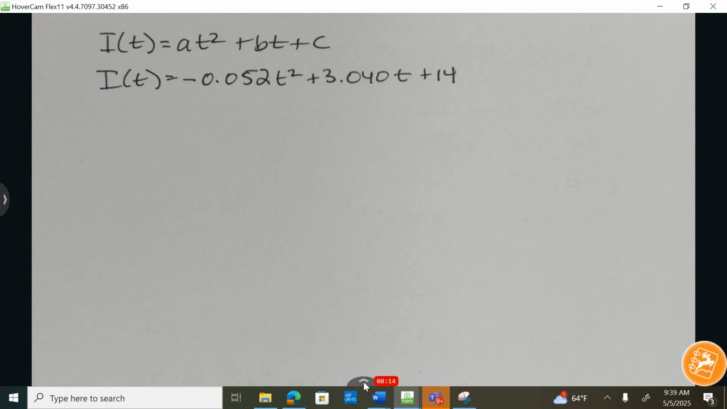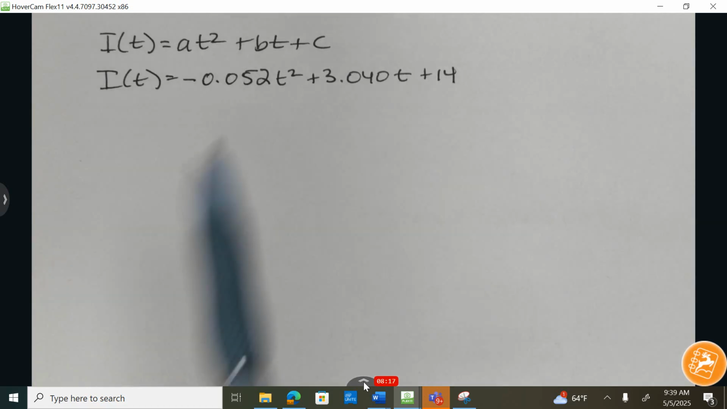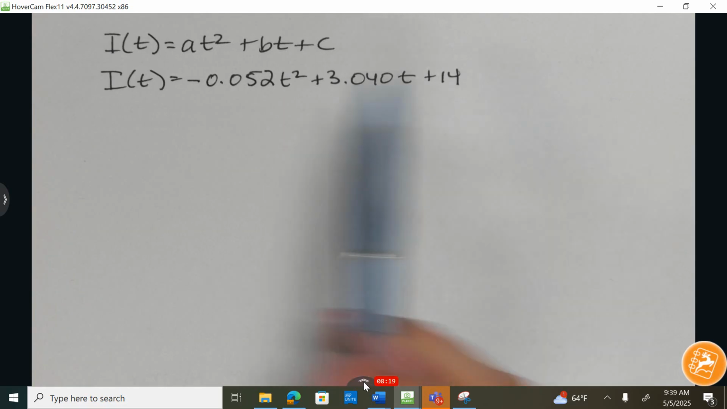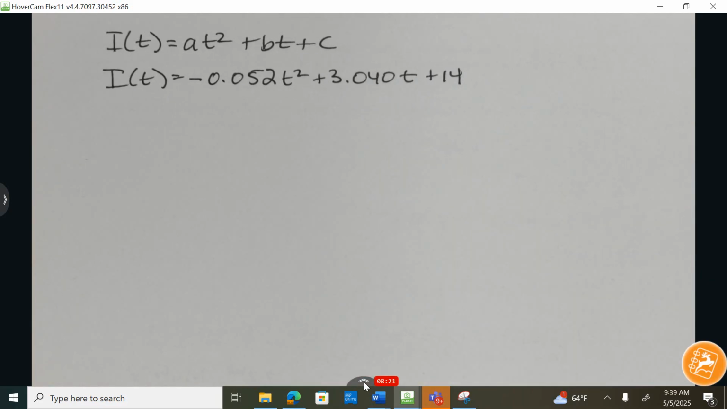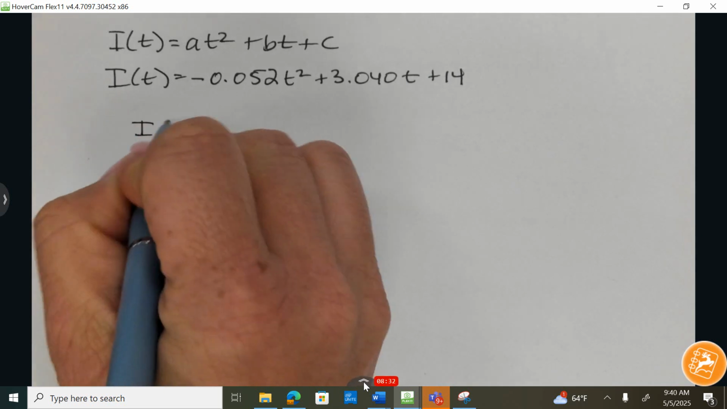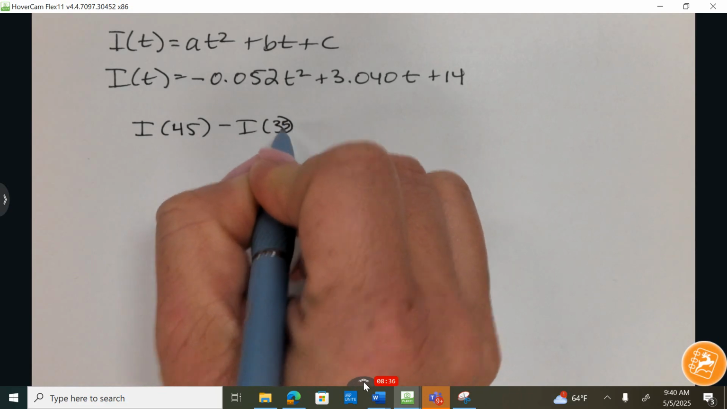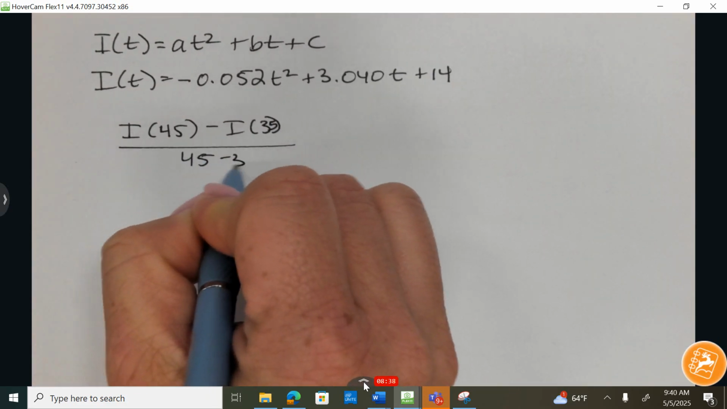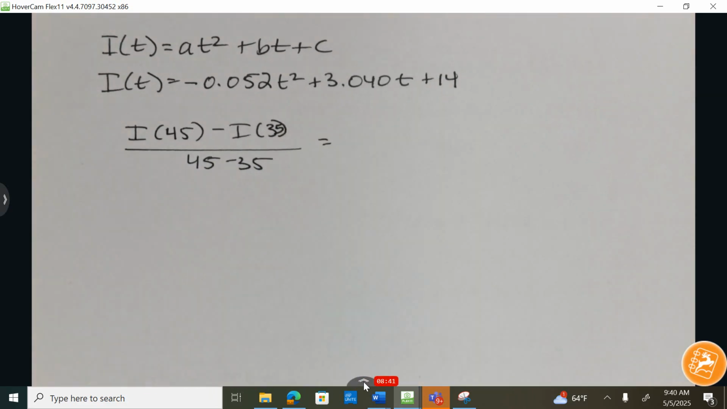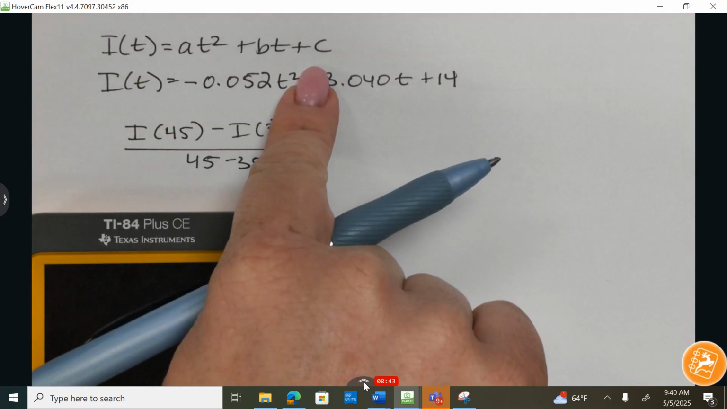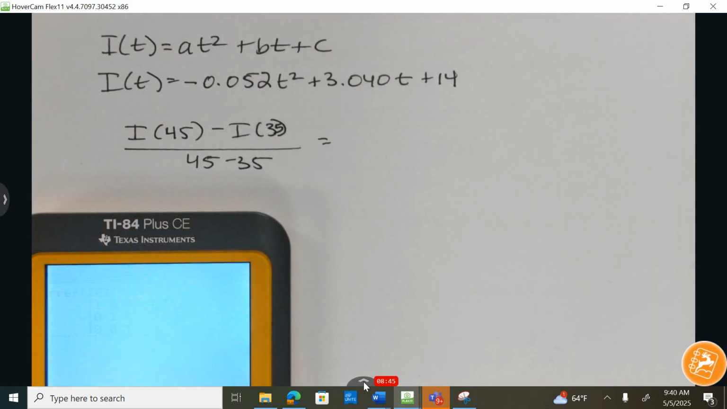Okay, so I have taken my A, B, and C. Remember, A and B I did round to the nearest thousands, and now I've been asked to find the average rate of change from, let's look back here, from T equals 35 to T equals 45. So I'm going to write this out. T equals 45 minus T equals 35 over 45 minus 35. So I've taken this general equation. Now that I've solved for A and B, I've plugged it in.